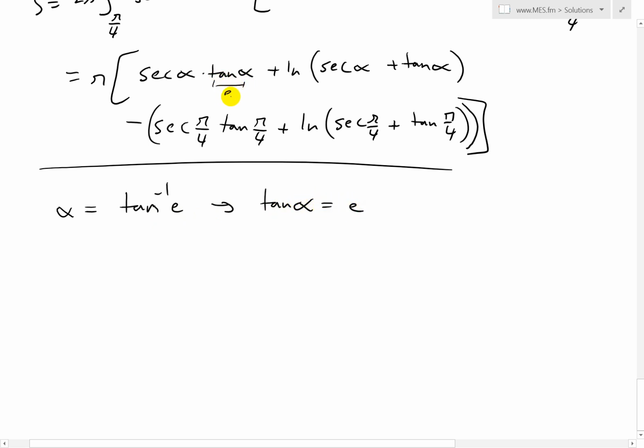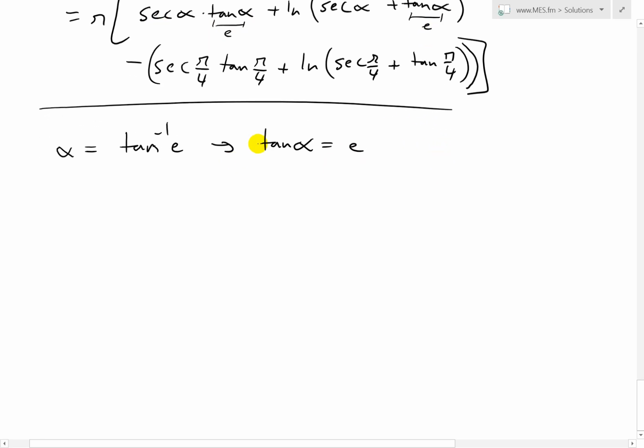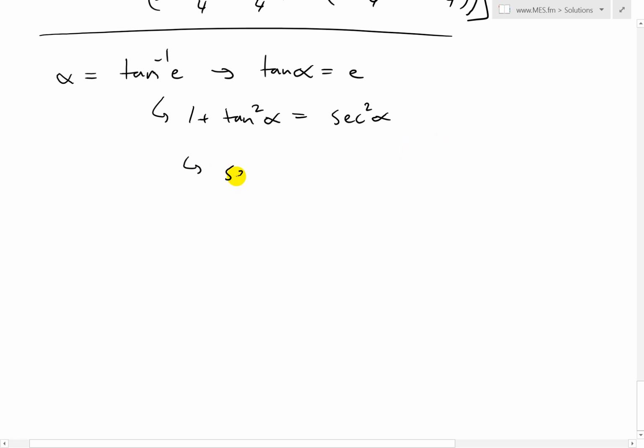So this right here equals E, this equals E, and now this secant alpha, well we know that 1 plus tan alpha squared is equal to secant squared alpha, just using that same trig identity which I showed above. So this means that secant alpha is equal to the square root of this, and again just plug in the E inside, so we have 1 plus E squared.